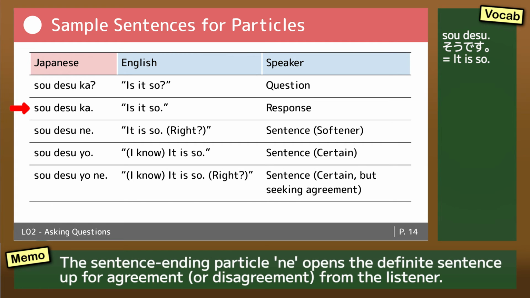The sentence ending particle ne in so desu ne is added to the end of sentences to imply that the speaker is open to agreement or disagreement from the listener. As such, adding ne to the end of sentences also often softens the tone, as compared to a definitive sentence which may give an impression that the speaker is forcing the listener to understand and accept whatever was said. So desu ne. It is so, right?